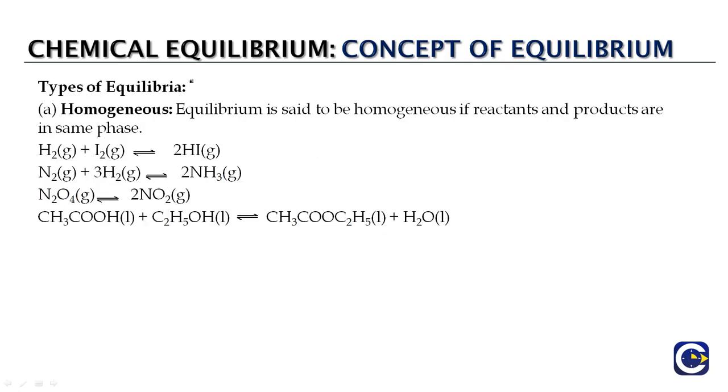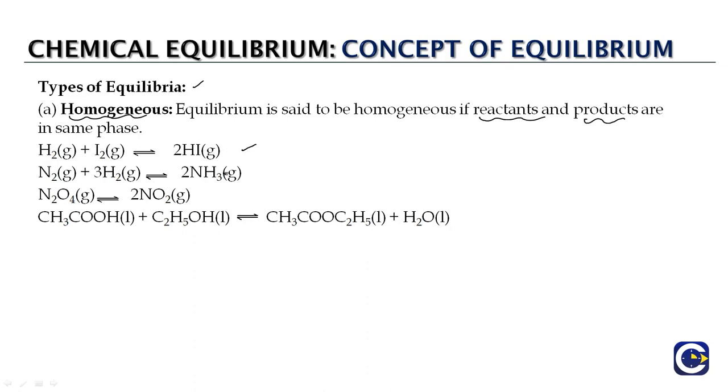Now chemical equilibria can be classified broadly into 2 categories. One is what we call homogeneous. Homogeneous would mean that the reaction which is undergoing this equilibrium will have all the reactants and products in the same phase. So we'll look at the examples. H2 gas plus I2 gas gives rise to HI gas.